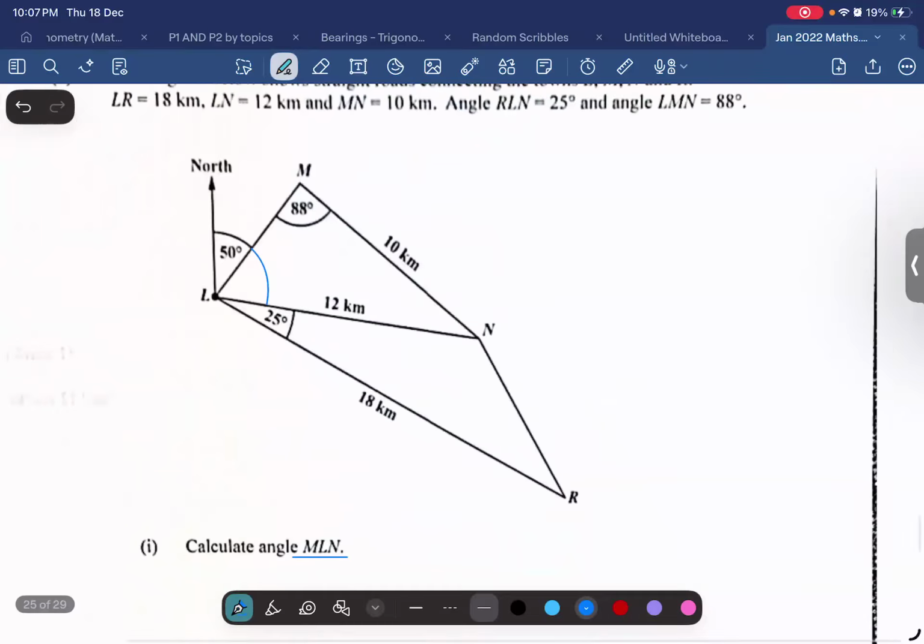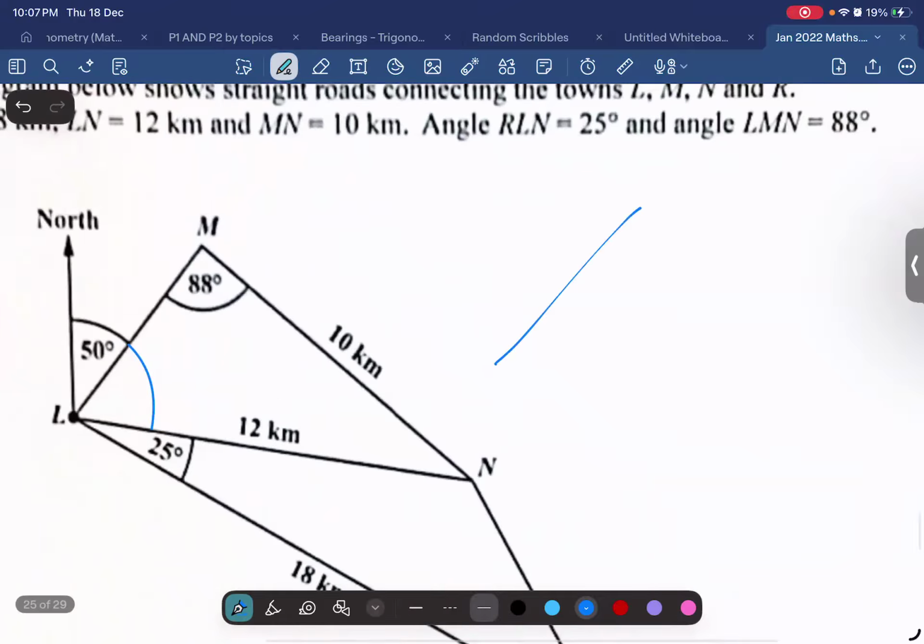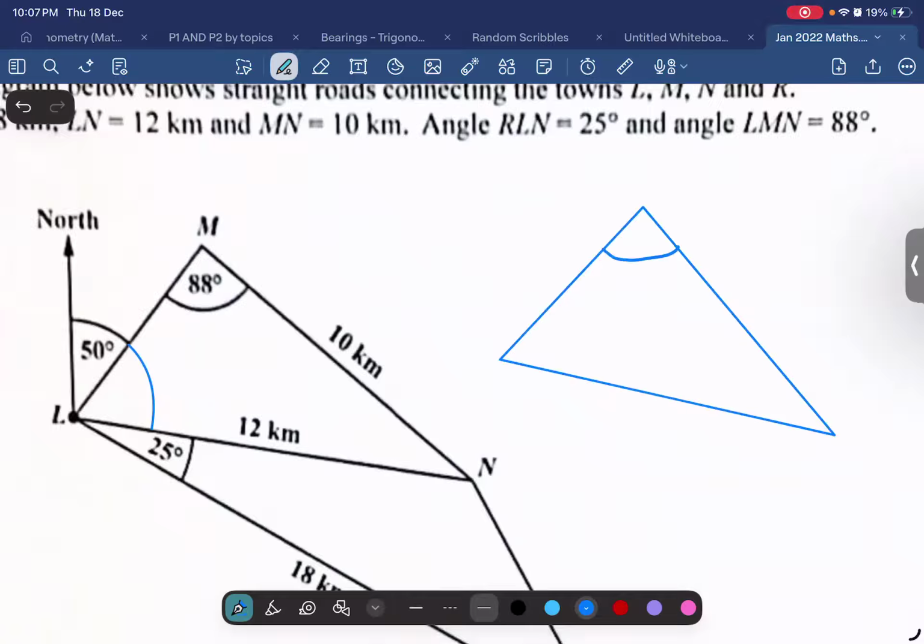So let's look at the diagram. MLN is a 3-mark question. So if it's a 3-mark question, chances are you had to use sine rule or something. It's not going to be very straightforward. So let's look at this triangle by itself. We know that this is 88 degrees. This is M. This is L. This is N. We know that this is 12 kilometers. We know that this is 10 kilometers.